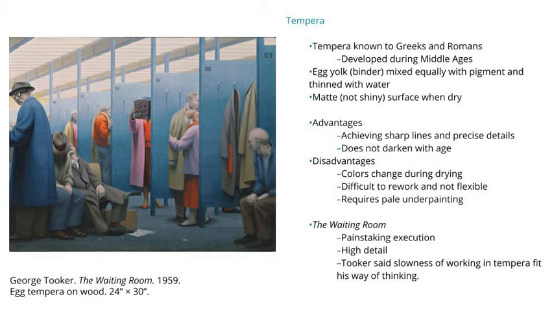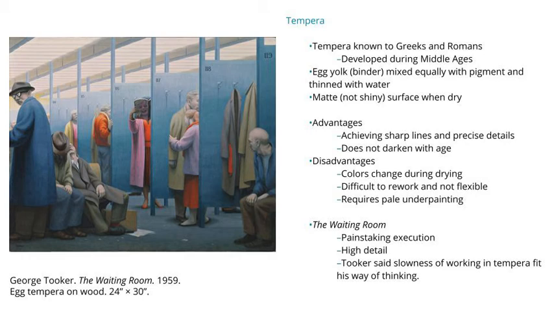And so because of that, you have to do a pale underpainting and really methodically put down everything where you want it to go. And you can't mess up or else you won't be able to go back in and fix it. So this is an example of tempera painting. This is The Waiting Room by George Tooker.